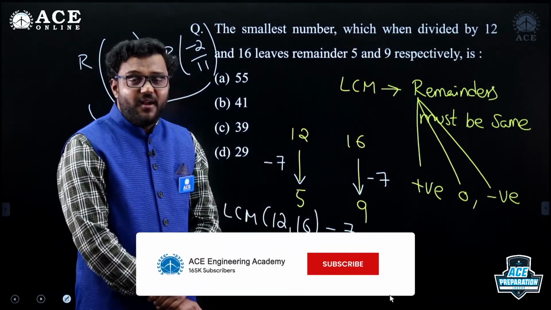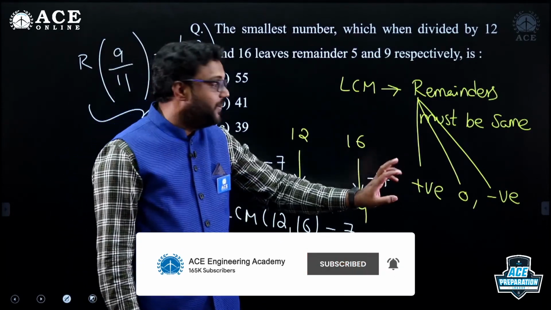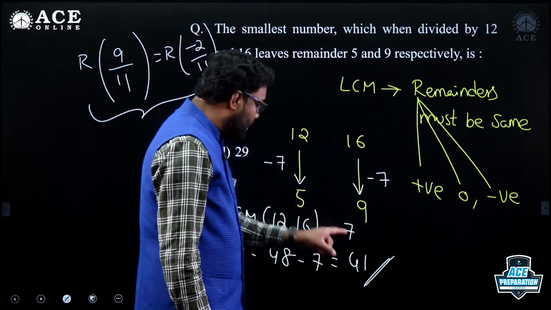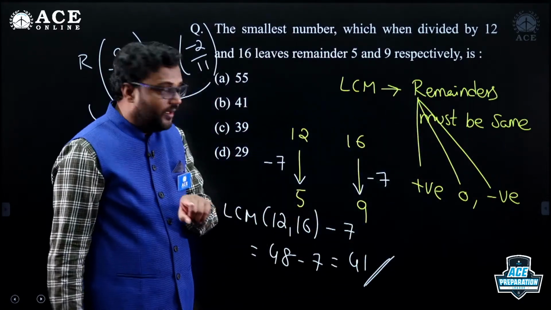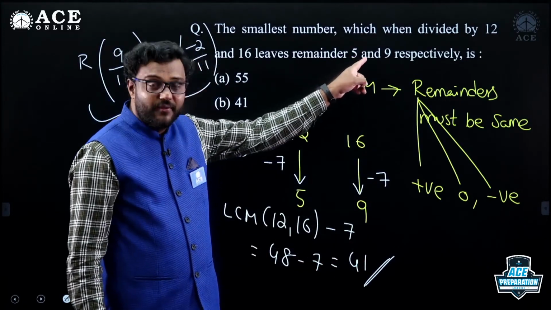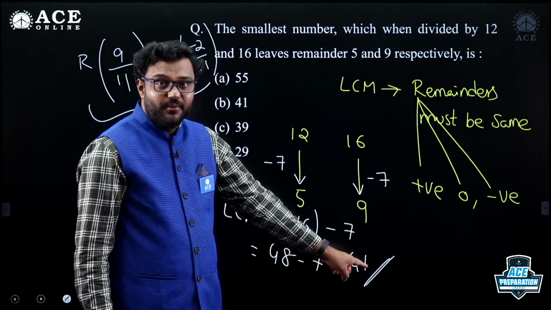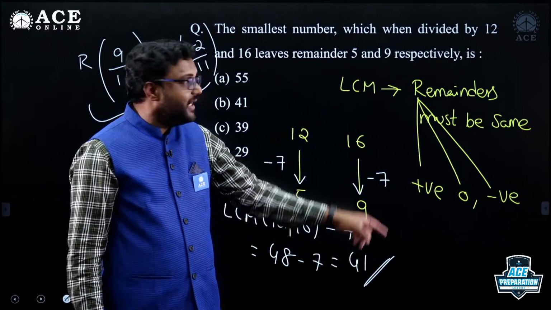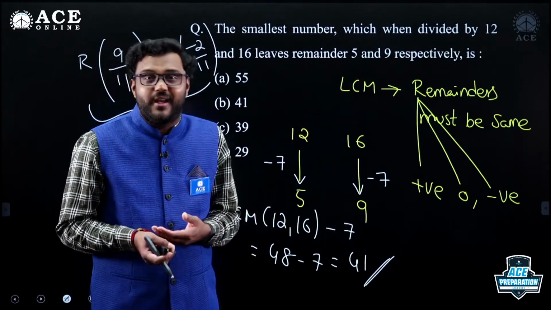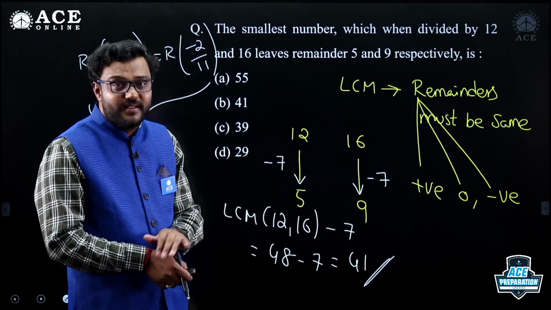Different remainders are not allowed, so what can we do? You can use the negative remainder concept here. A remainder can be positive, 0 or negative as well. Let's check: 12 3s are 36, so remainder 5 when you divide by 12. Dividing by 16, 16 2s are 32, so 41 gives remainder 9. Satisfied. You can verify the options also, but going forward, when you have more numbers, verifying is a difficult task, but this is the concept behind it, my dear friends.